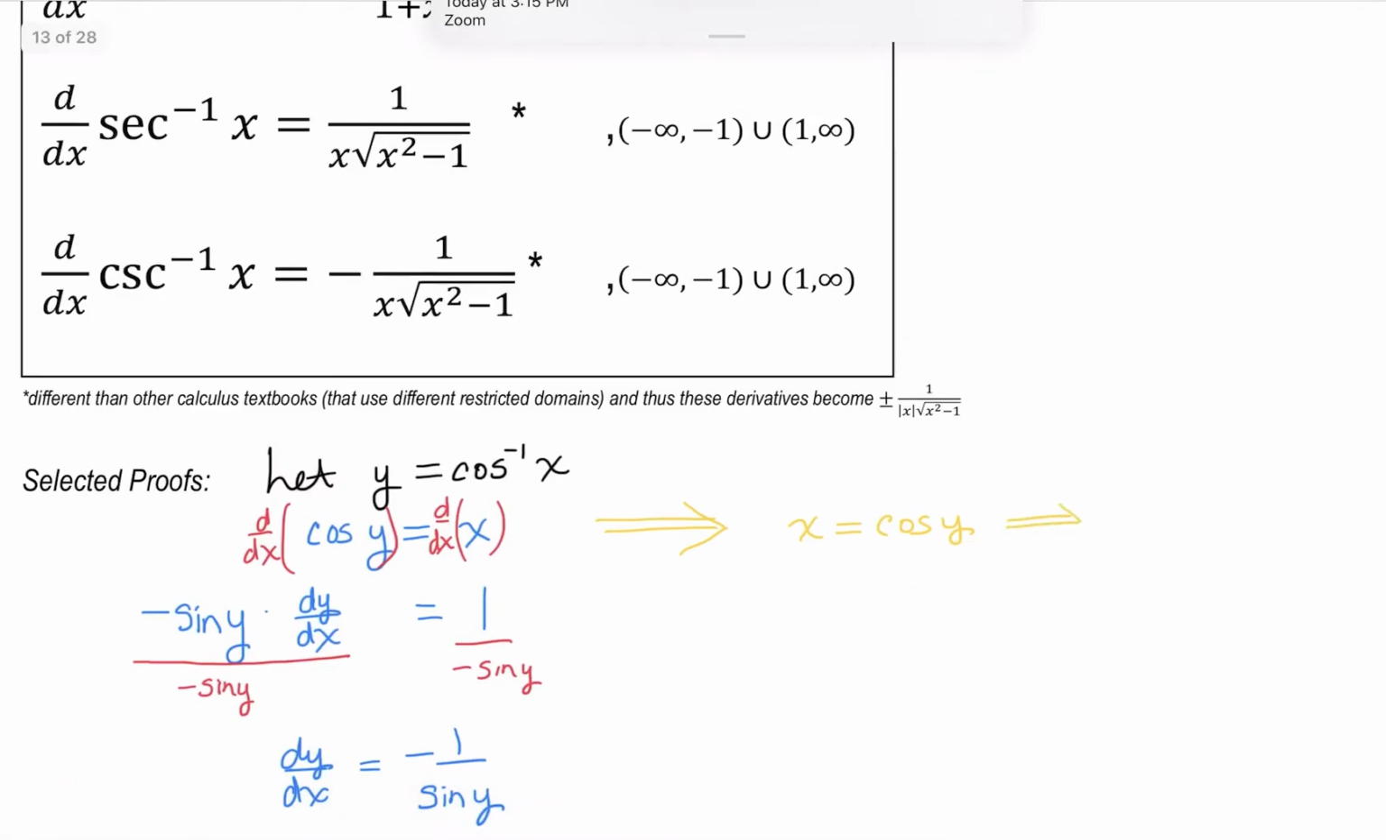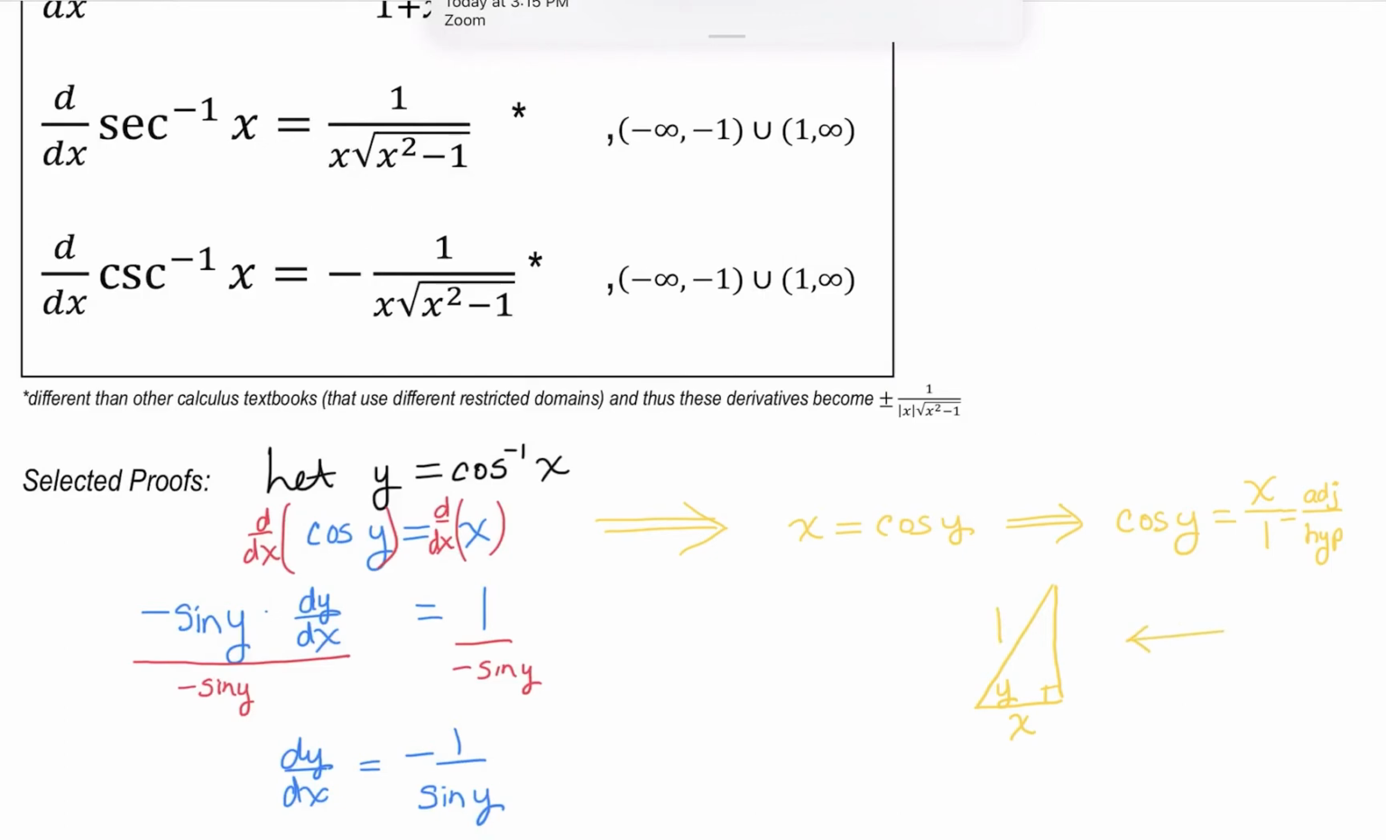So let's say cosine of y is equal to x over 1. Now, if you think about right triangle trig here, and I put y as an angle in a right triangle, then cosine of y becomes the ratio of adjacent over hypotenuse, which is why I made it a ratio over 1 there. So the adjacent side would be right here, the x, and then the hypotenuse is 1.